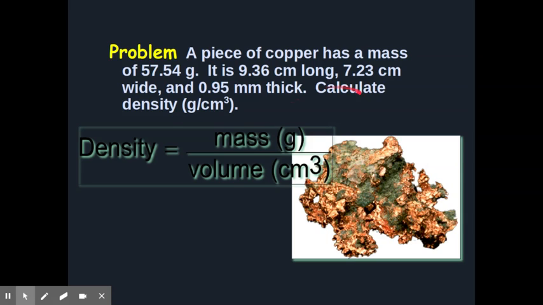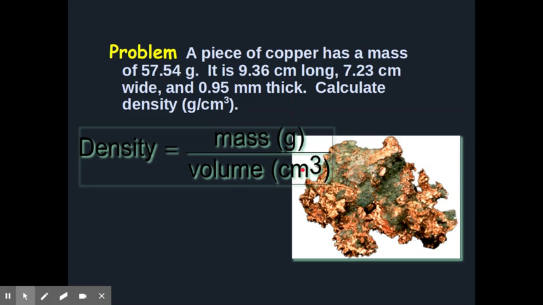So this one says a piece of copper has a mass of 57.54 grams. Bam, I got grams. Fantastic. That should click. Oh, I got the mass right here. Then it says it is 9.36 centimeters long, 7.23 centimeters wide, and 0.95 millimeters thick. Calculate the density. So hopefully, you've noticed a problem already.